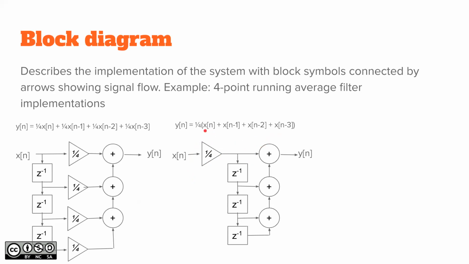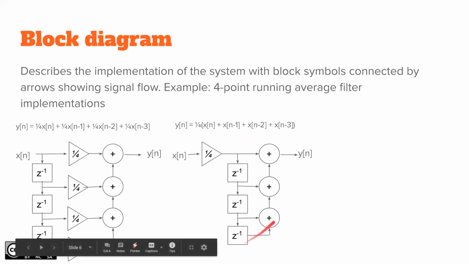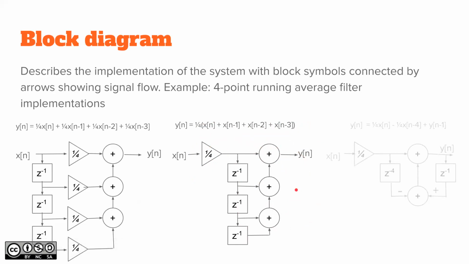So we just calculate the running sum and then multiply it by 1/4. Actually this multiplication could also be here, either or. It still is one multiplication and 3 additions. It didn't do anything for the number of additions, but this one does.